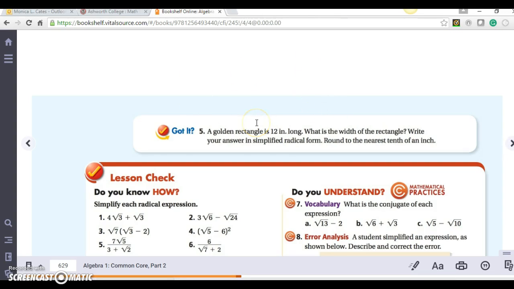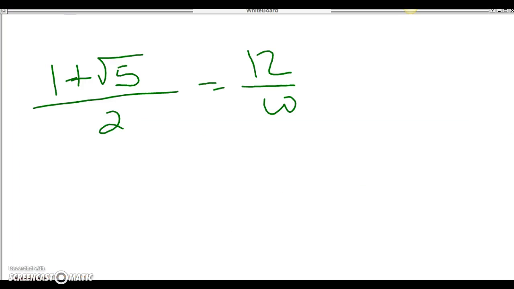Let's do it on our own now. It says a golden rectangle is 12 inches long. What is the width of the rectangle? Write your answer in simplified radical form. So I don't want to put it in my calculator and round to the nearest tenth of an inch basically. After I write it in simplified radical form, then I'm going to put it in my calculator and find out what it is. So I'm going to cross multiply.